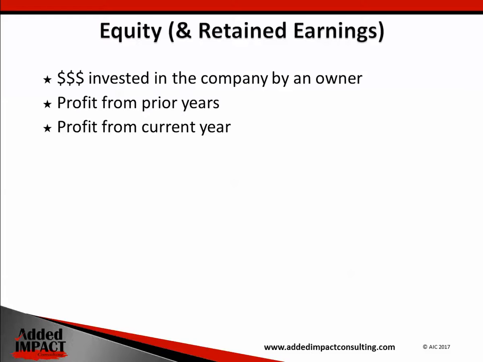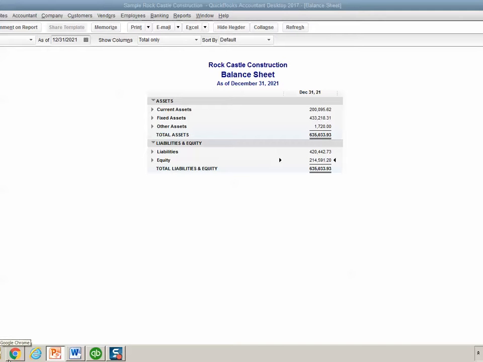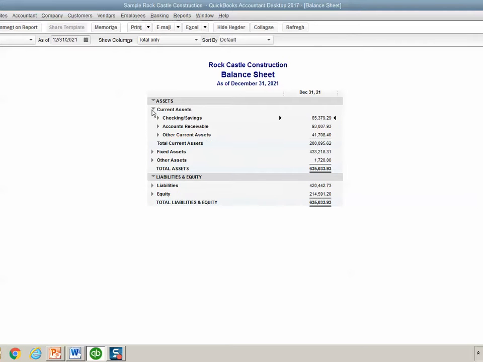Let's look at a sample company and its balance sheet. The company is Rockcastle Construction, and we are reviewing the balance sheet up through the end of December for our fictitious year. As discussed, the balance sheet has three elements: assets, liabilities, and equity. Let's scrutinize the balance sheet at a more detailed level. Assets will always be at the top of the balance sheet. Remember, this includes items such as money you have in the bank, as well as fixed assets.